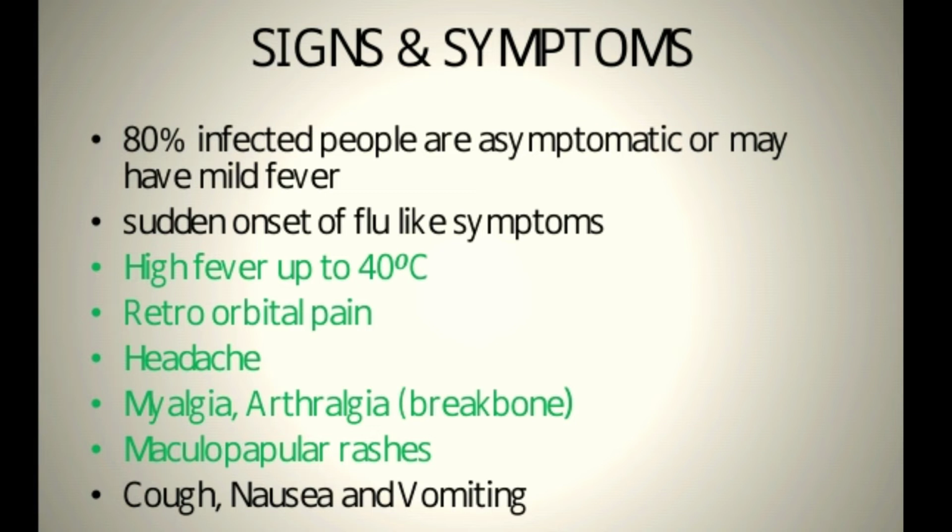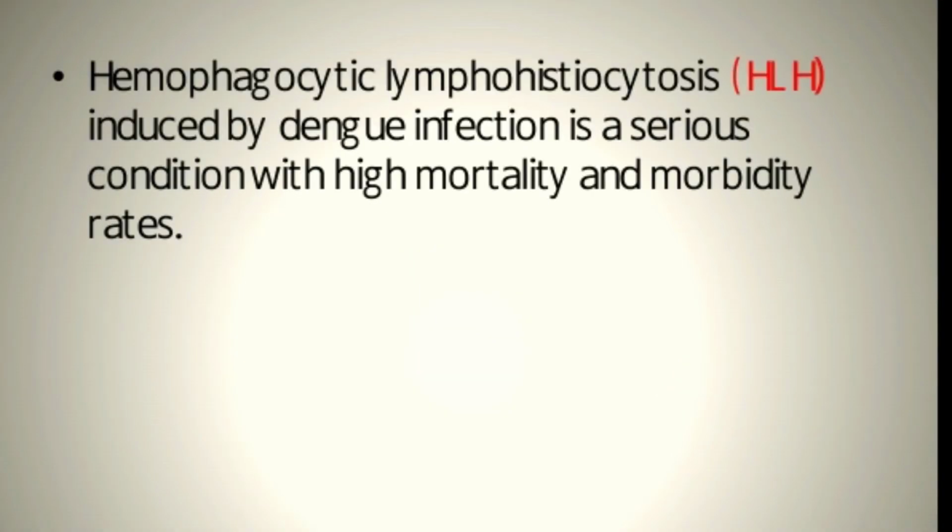But I describe these symptoms in a simple way. Patients usually develop sudden onset of flu-like symptoms, high fever up to 40 or 41 degrees centigrade, retroorbital pain, headache, myalgia meaning muscle pains, arthralgia meaning joint pain, maculopapular rash, cough, and nausea and vomiting. Hemophagocytic lymphohistiocytosis is a serious condition rarely induced by dengue infection, with high mortality and morbidity rates.